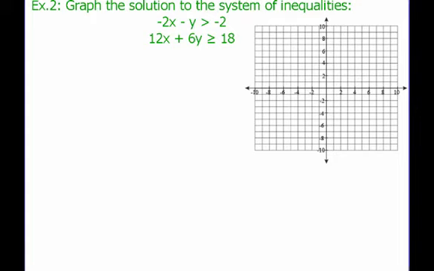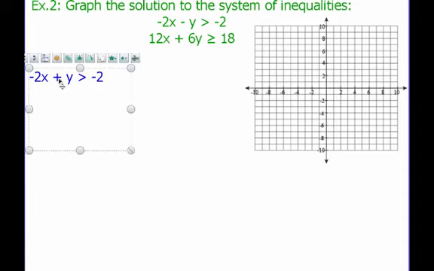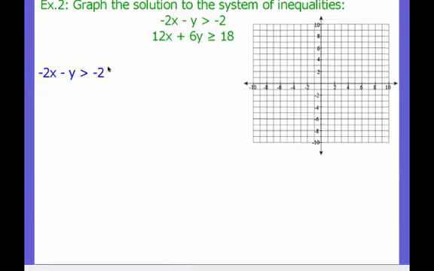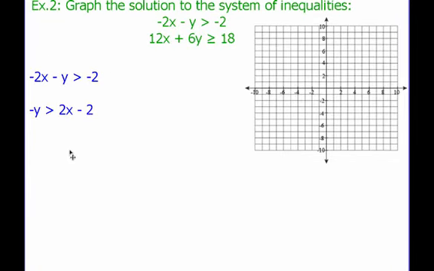So graph the solution to this system. Negative 2x minus y is greater than or equal to negative 2. 12x plus 6y is greater than or equal to 18. So if we work our way through this, negative 2x plus y is, this shouldn't be plus y, this should be minus y, greater than or equal to negative 2. So negative y is greater than or equal to 2x minus 2. Y is less than or equal to negative 2x plus 2.